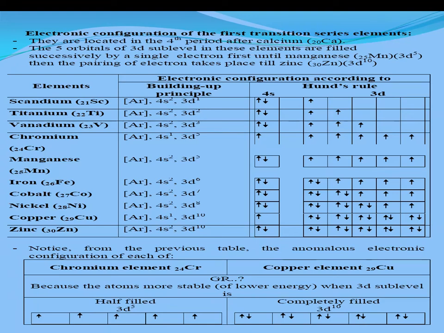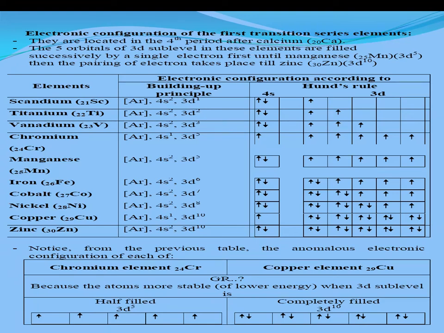By the same idea for copper. Copper, the normal electronic configuration will be 4s2 3d9. If we transfer an electron from 4s to 3d, the electronic configuration becomes 4s1 3d10. The 4s is half filled, 3d is completely filled, and this is a stable condition.